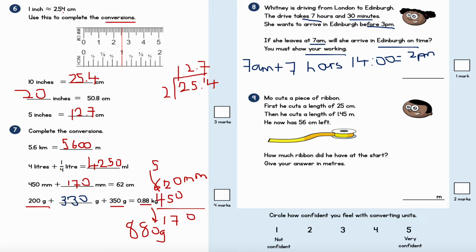Actually, guys, sorry, I think I made a mistake here. So 8 o'clock, 9 o'clock, 10 o'clock, 11 o'clock, 12 o'clock, 1 o'clock, 2 o'clock. Sorry, yeah, I am actually right. Ignore me, guys. Sorry.